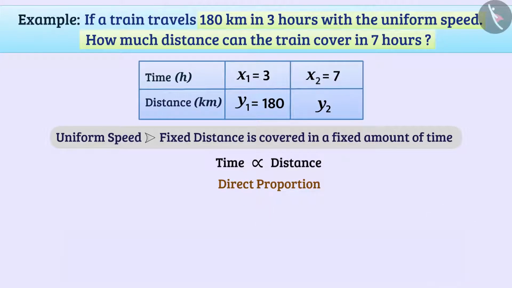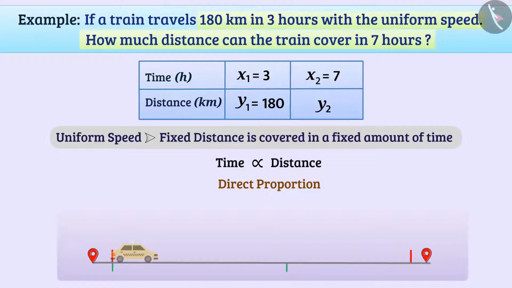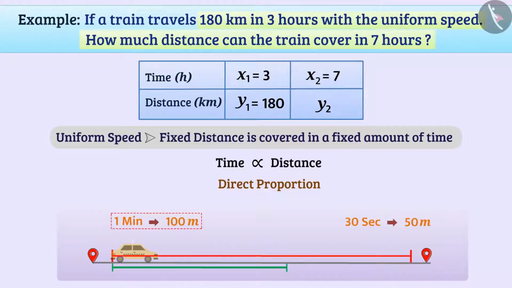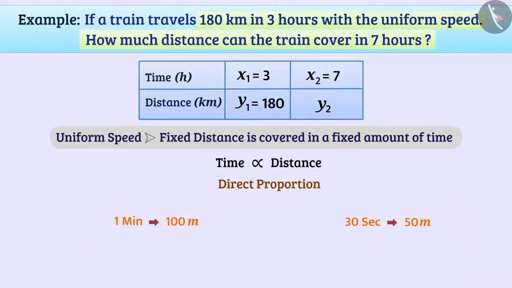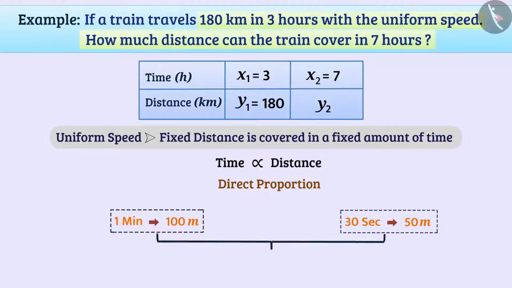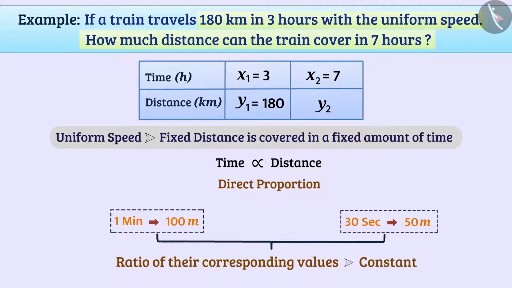Let me tell you, when the speed is fixed, more distance will be covered in more time and less distance in less time. In the given case, both quantities increase or decrease in such a way that the ratio of their corresponding values remains constant. Therefore, we can say that time and distance are in direct proportion.